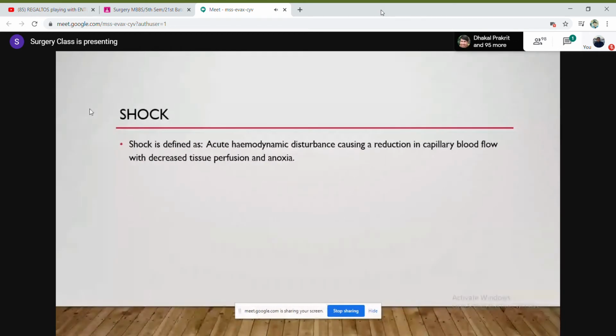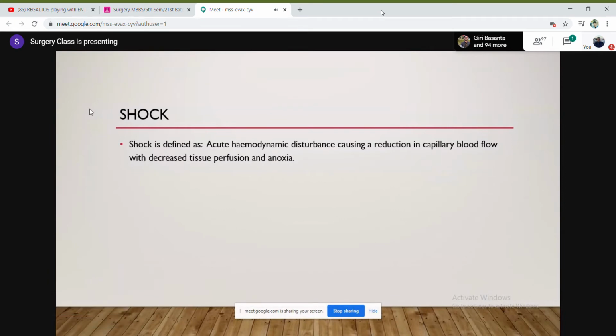Okay. So let's define shock. There are so many components in shock. Shock is defined as an acute hemodynamic disturbance which causes a reduction in the capillary blood flow with decreased tissue perfusion and anoxia. So four components are there, right?